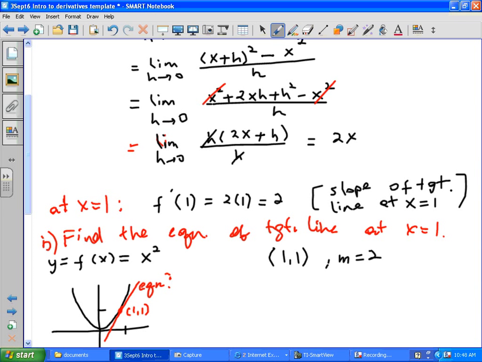The y coordinate? Yes, how do you get the y coordinate? We plug in 1, because x equals 1 was given to us, right? Plug it into the original function. That will give you y. So f of 1 is going to be 1 squared, which is 1, correct? That is your y value. Exactly.